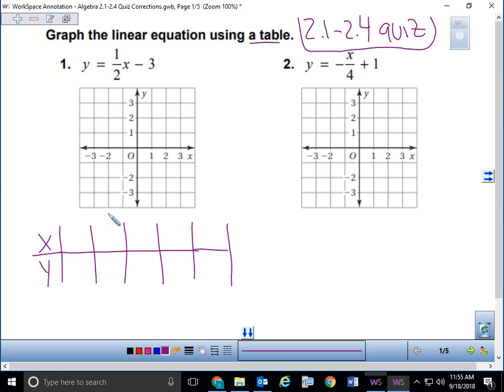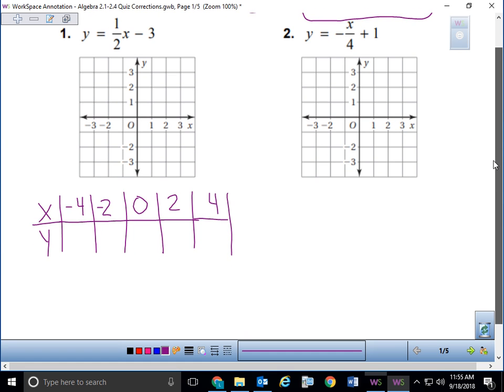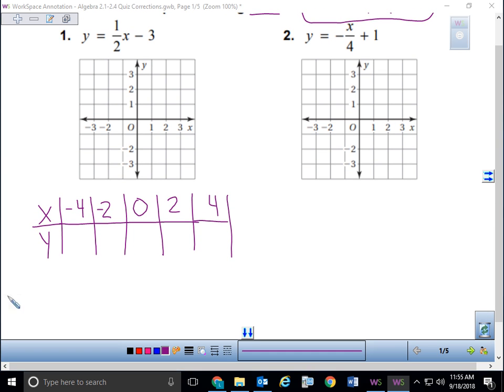Here I'm going to start with -4. If I need negatives, -2. I always have an x value of 0. Positive multiples are 2 and 4. When you're plugging this in, you're plugging each value into this equation to get your y's. So plugging in -4, that is y equals 1/2 times -4, and eventually we will subtract 3.